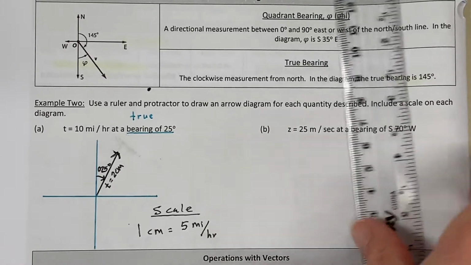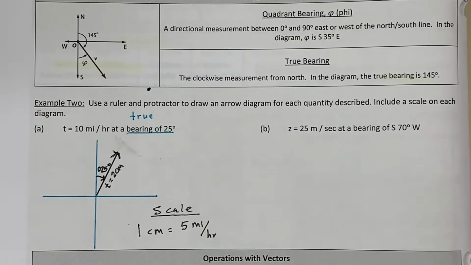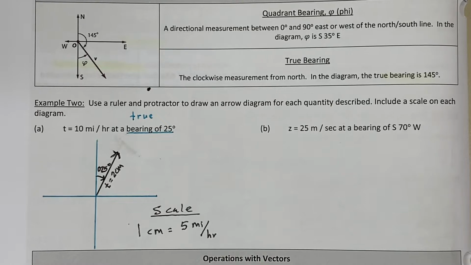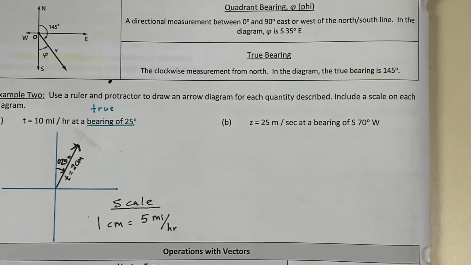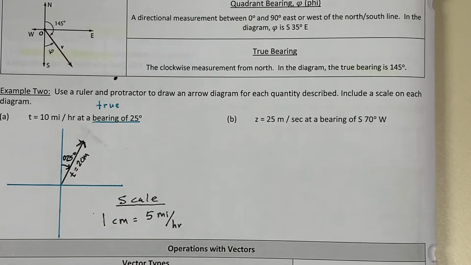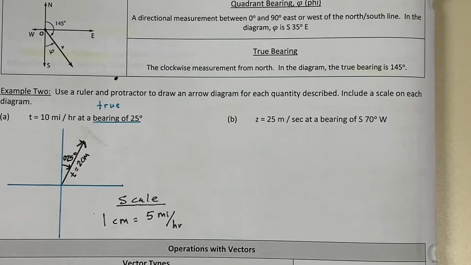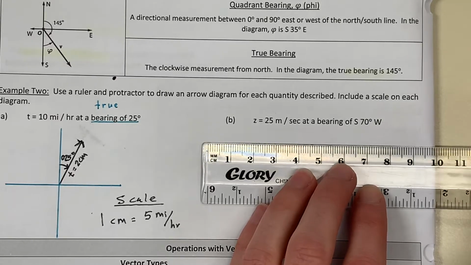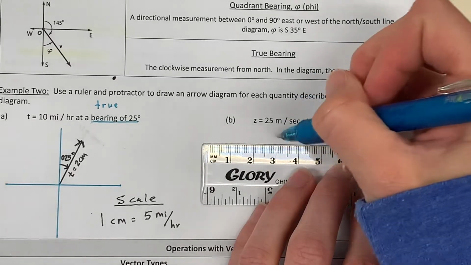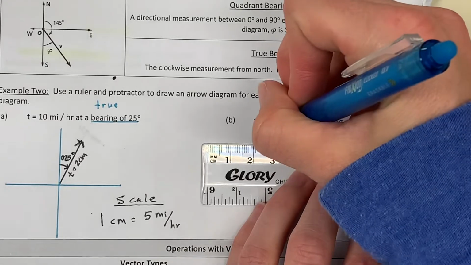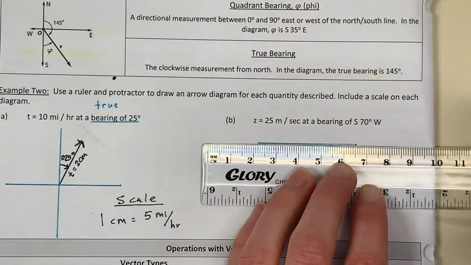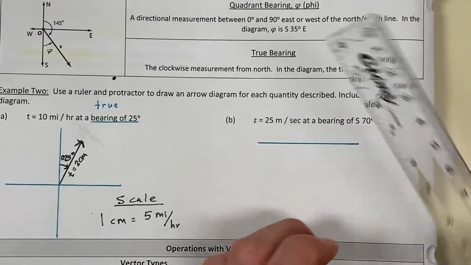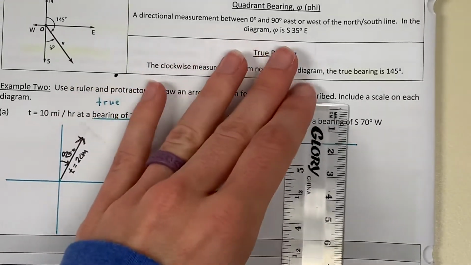I would like for you to pause the video, attempt letter B, and when you're ready, hit play. Okay, so letter B, we have 25 meters per second at a bearing of 70 degrees south of west. So first thing I'm going to do is draw my coordinate plane, but I'm being mindful that south is below the x-axis and west is to the left of the y-axis.